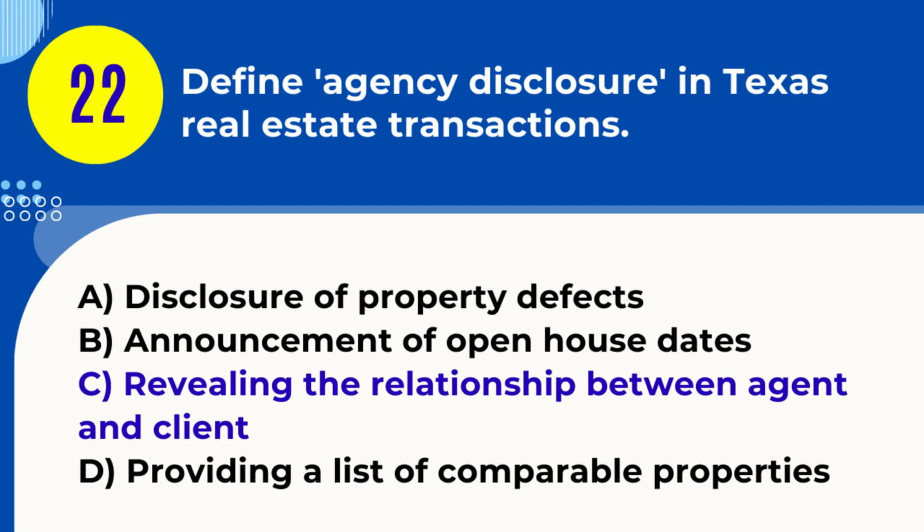Answer: C. Revealing the relationship between agent and client. Explanation: Agency disclosure in Texas real estate transactions involves revealing the nature of the relationship between the agent and the client, whether the agent represents the buyer, the seller, or both.